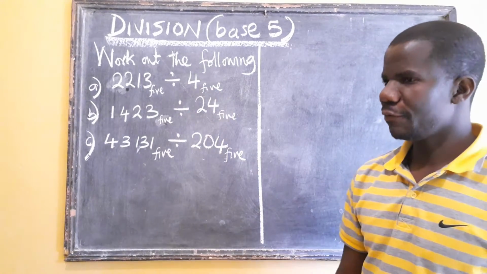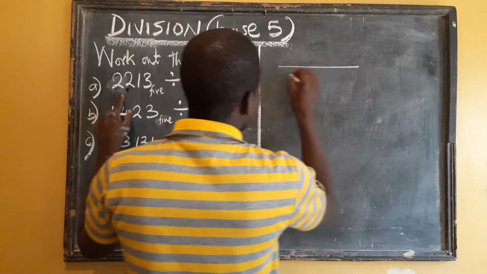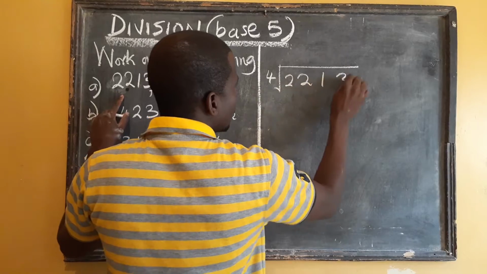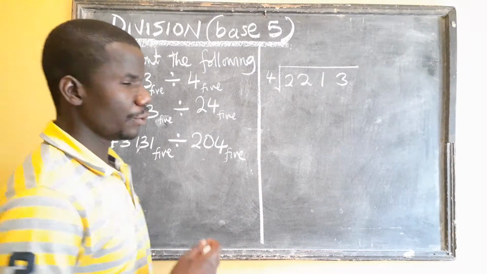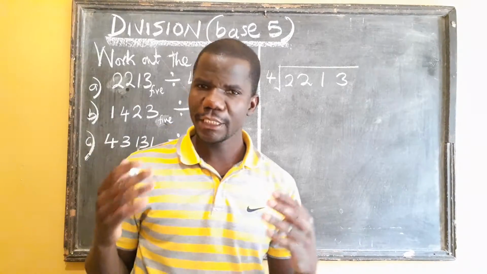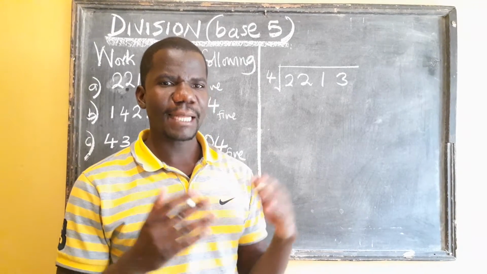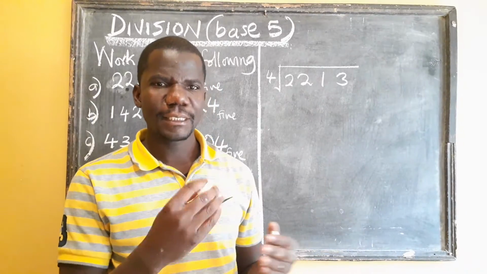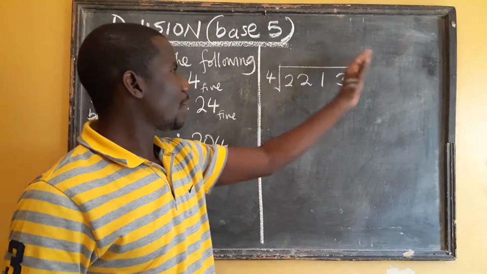So let's begin with the first one. We are dividing 4, 2, 2, 1, 3. The easier way that we can deal with this one: you know that when we are dealing with numbers that are in base 5, what we are expecting to see are digits from 0 up to 4. Okay? So this is what we're going to be dealing with here.